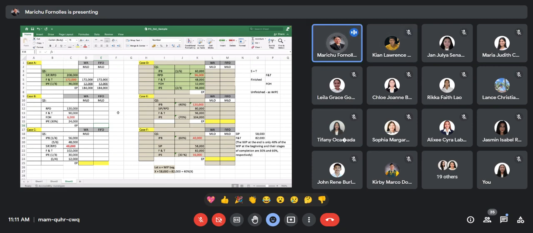98,000, miss. 90,000 only? Is 90,000 only the completed? Completed or finished? How many? All the completed or finished units must be multiplied by 100%. The question is, what number will be multiplied by 100%?